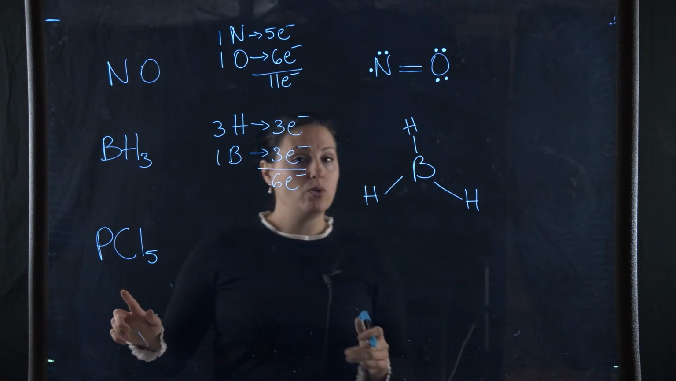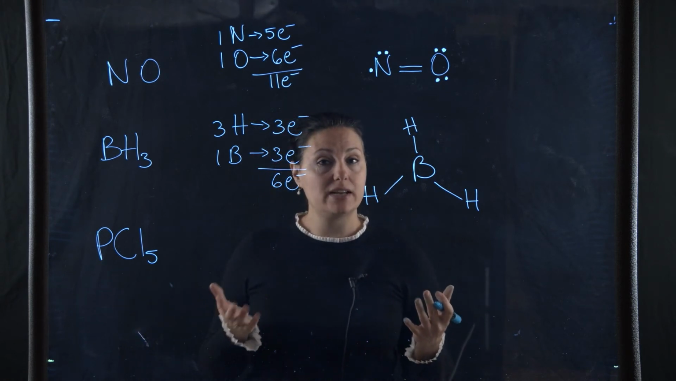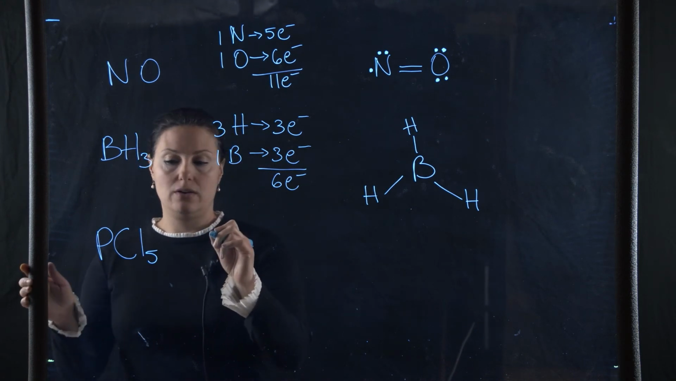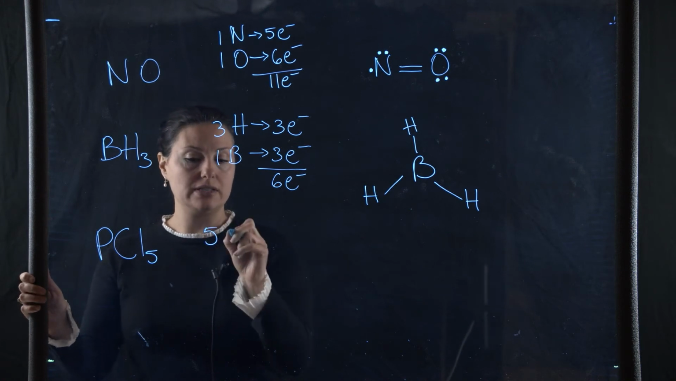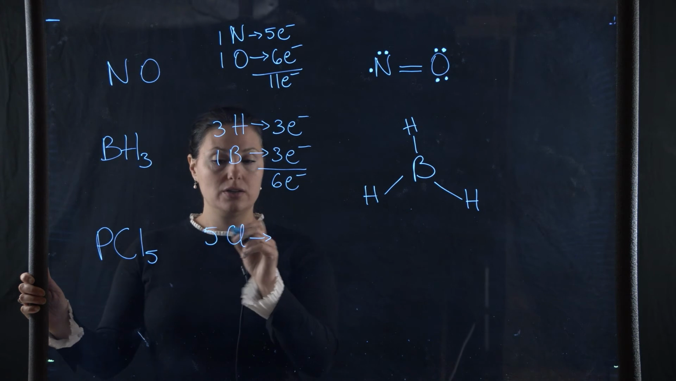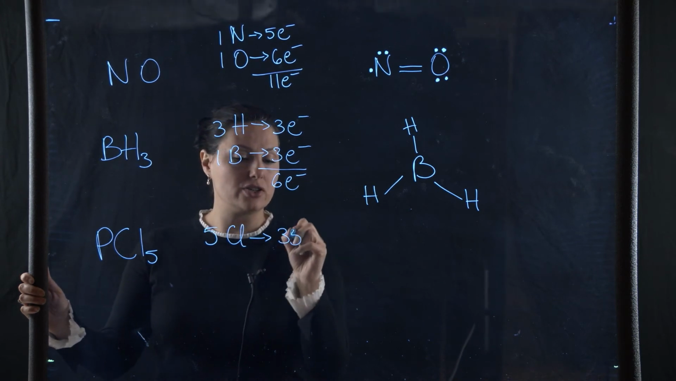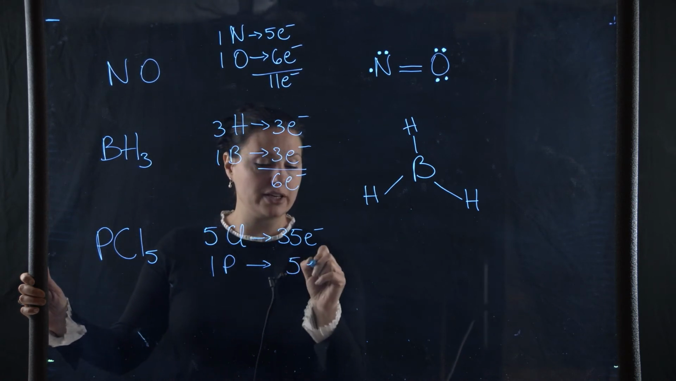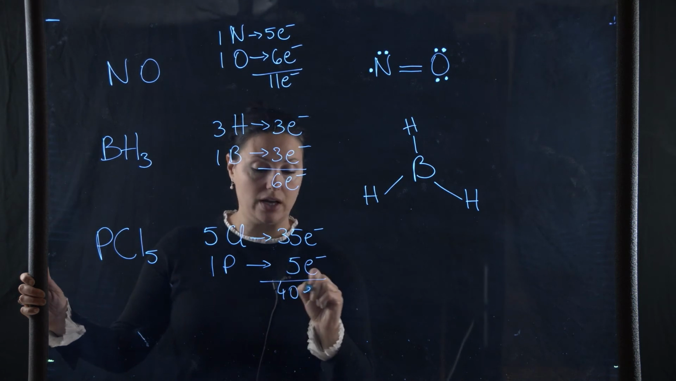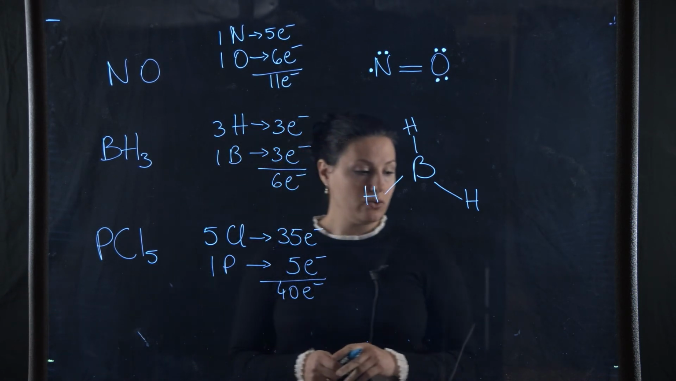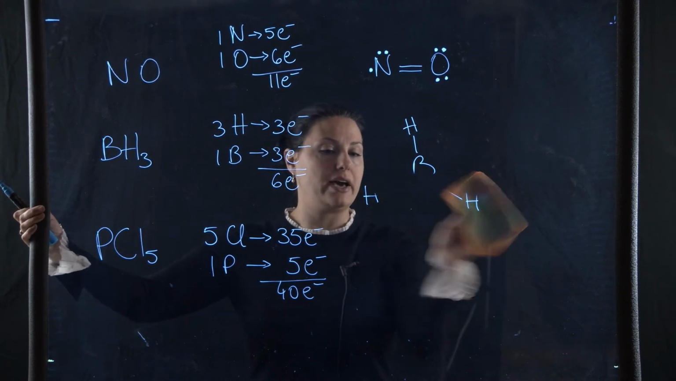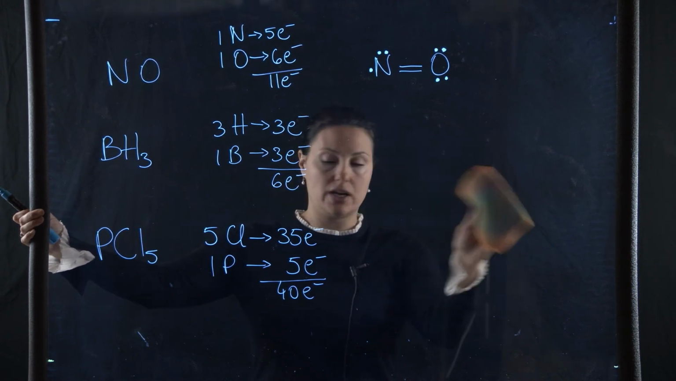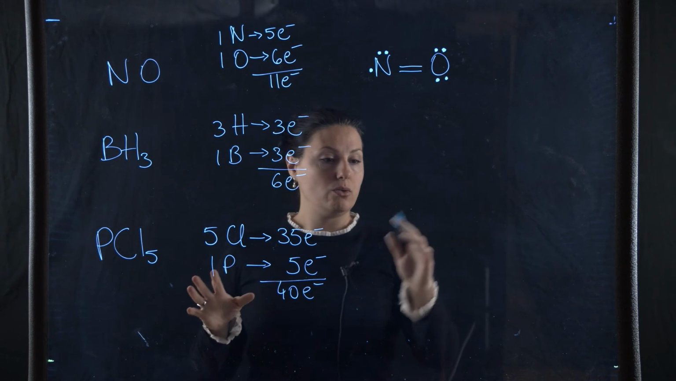Let's look at the last example where phosphorus can accommodate more than 8 electrons. Okay, so I have 5 chlorines, and each one of them contributes 7 electrons, so I have 35 electrons from all the chlorines. I have 1 phosphorus, and the phosphorus will give me 5 electrons, for a total of 40 electrons altogether. And now I'm going to erase this a little bit so I have some room here. Now that I have the total number of electrons, I can write this out.